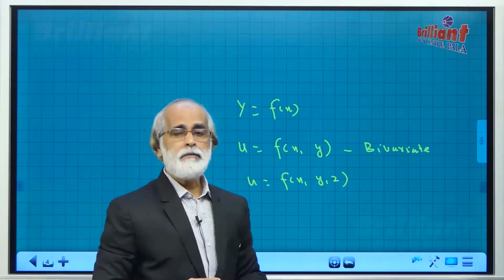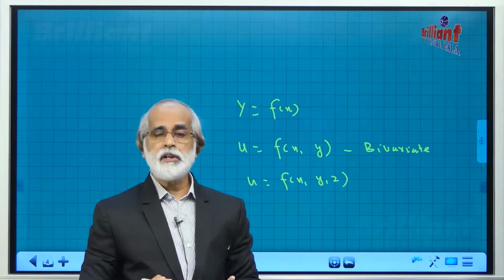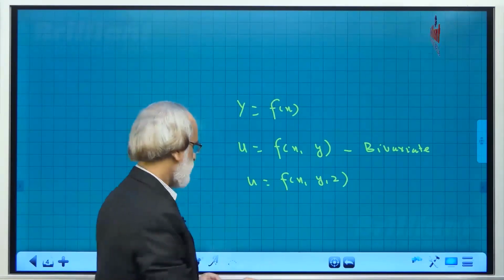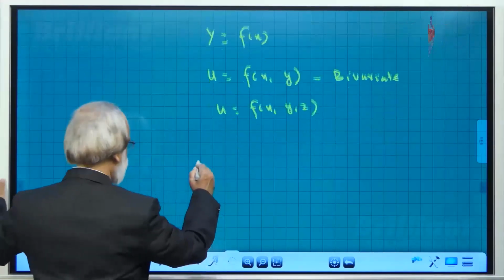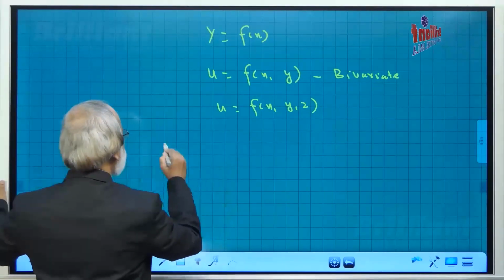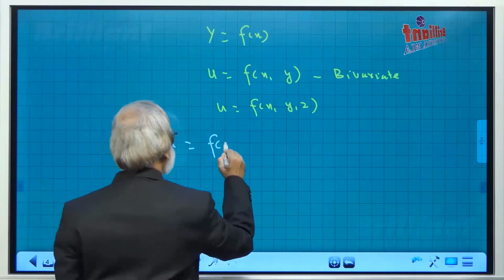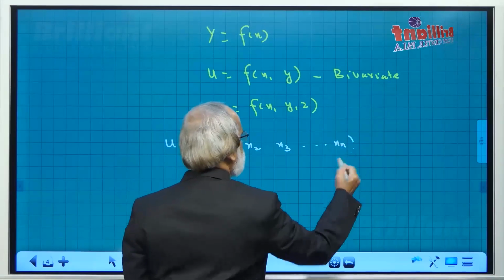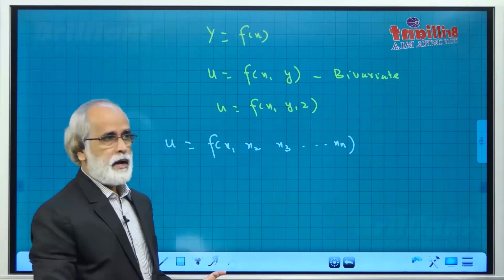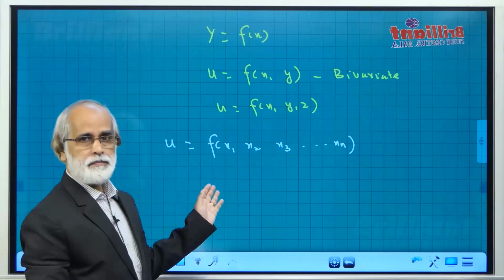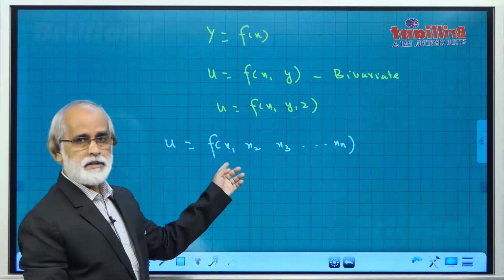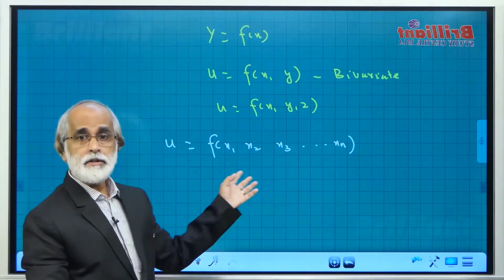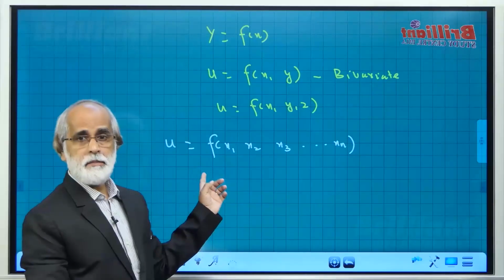In general, if a dependent variable depends on several independent variables, what do you call that function? It is called a multivariate function. What's the meaning of a multivariate function? A dependent variable u depends on several independent variables x1, x2, x3, etc. Actually, marks is a multivariate function. Marks depends on your intelligence, your hard work, the institution which you are studying, your books, your teachers. So there are many variables. So marks is a multivariate function.